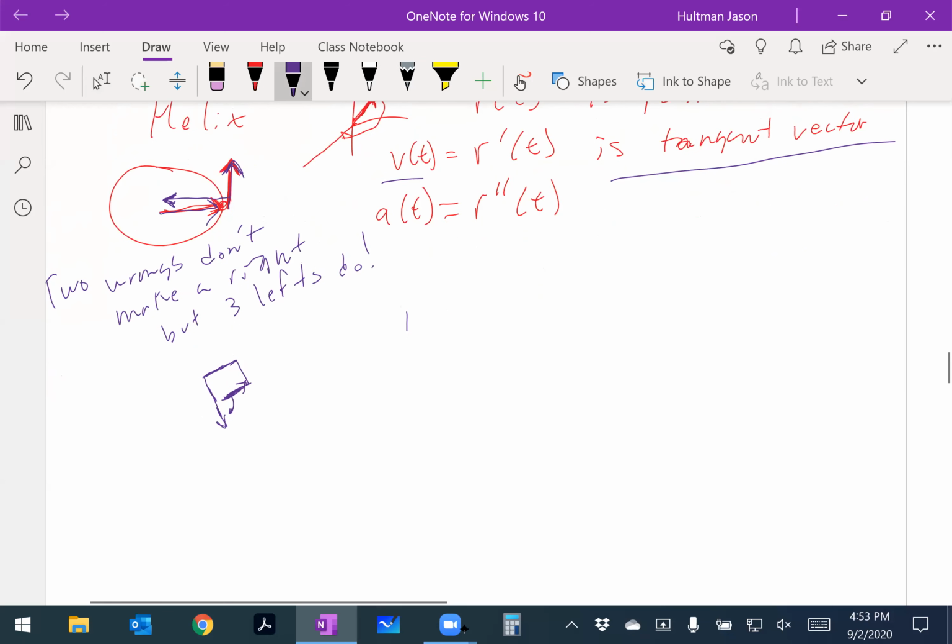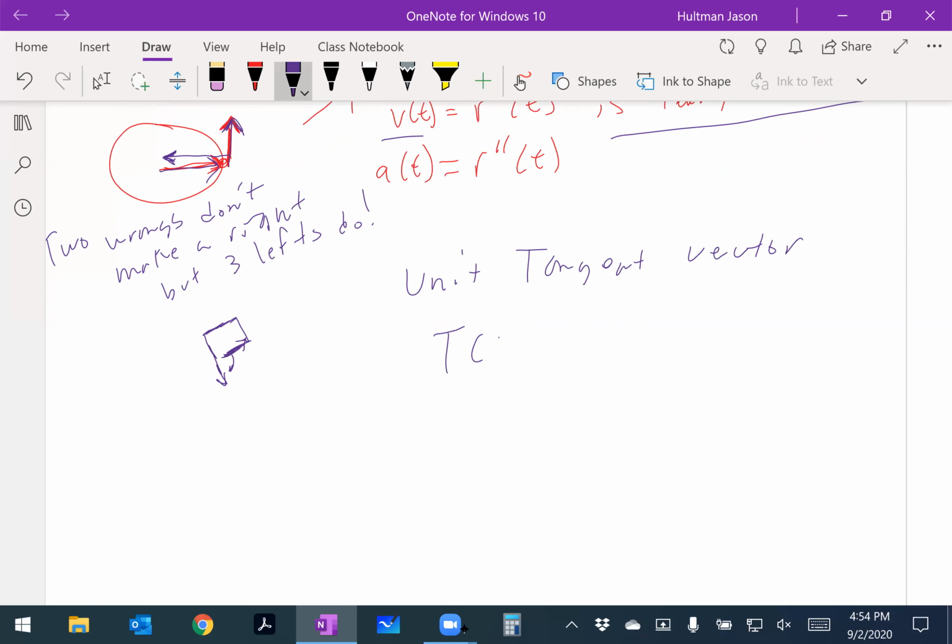Okay, the unit tangent vector. The unit tangent vector, called T of t, is r prime of t over the magnitude of r prime of t. That's the unit tangent vector.